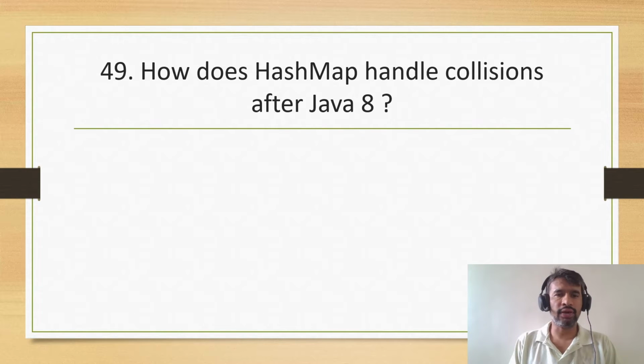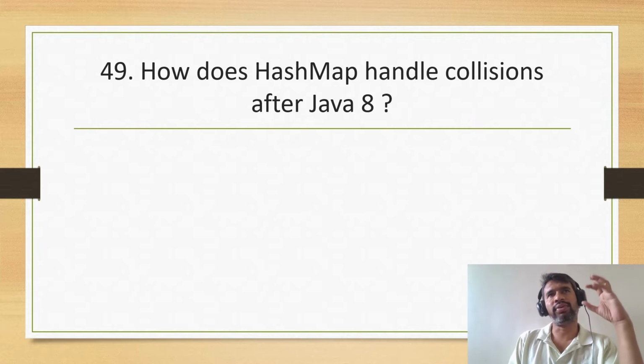So the question is, how does HashMap handle collisions after Java 8? Before I explain this, we should understand what a collision is. I'll first explain what was happening until Java 8 and what has changed from Java 8.